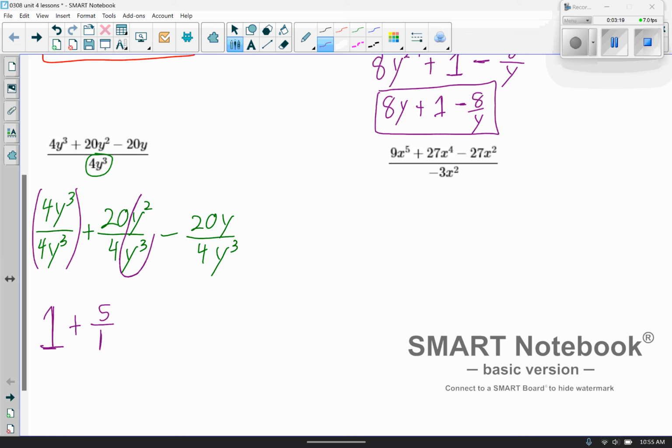Because when I look at the y's, if I want to do the quotient rule, which I did on the previous example, I would have to subtract the 3 from the 2, and I'd get y to the power of negative 1, which is fine if that's the way you want to do this. But as we get more comfortable with working with exponents, what we want to realize is that I can cancel these two out with 2 of those, and it would leave me with 1 y in the denominator spot.